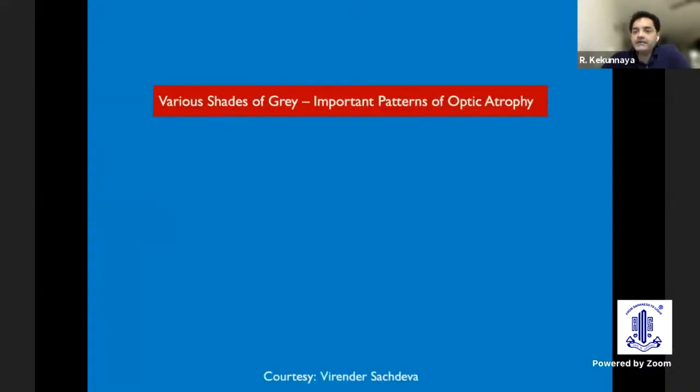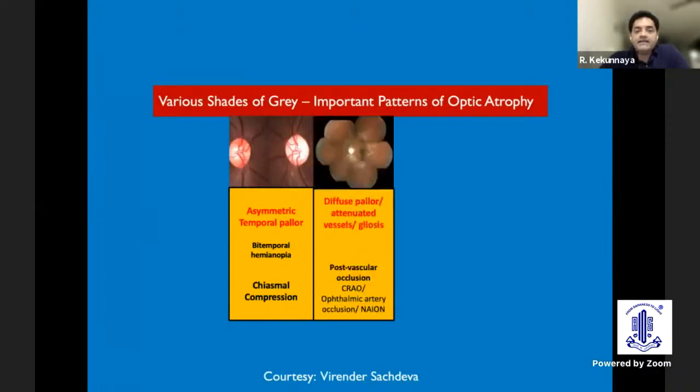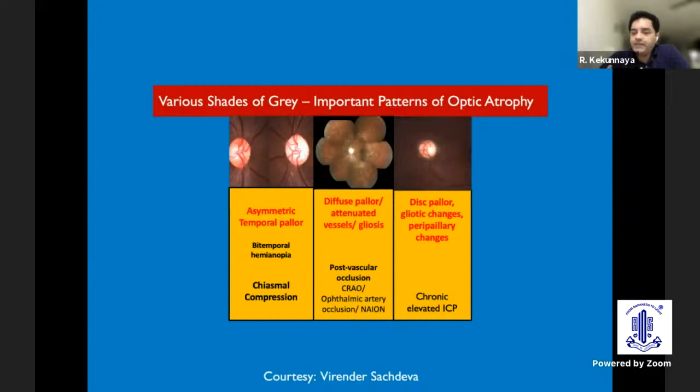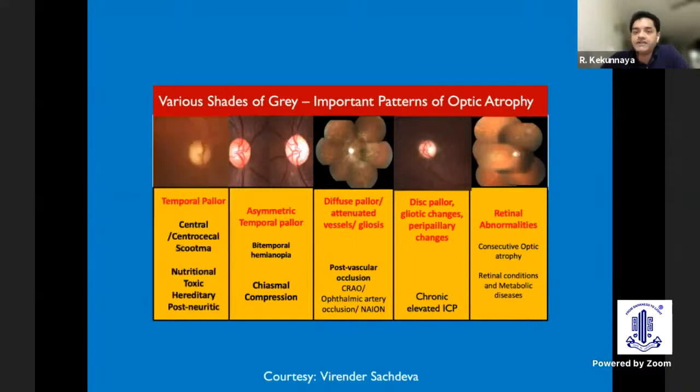This is a beautiful slide by Virender Sachdeva I borrowed. When you see an asymmetrical temporal pallor, there is bitemporal hemianopia, think about chiasmal. When there is diffuse pallor with changes in the vessels, think about vascular obstruction. When there is disc pallor with peripapillary changes like gliotic changes or sheathing, think about old papilledema or disc edema, specifically due to elevated intracranial pressure. And in children, always rule out subtle retinal changes, which can typically cause temporal pallor.